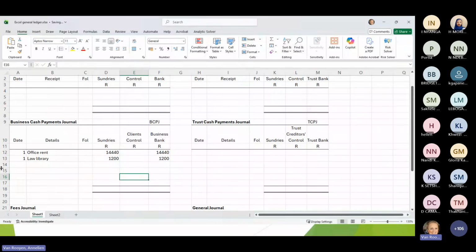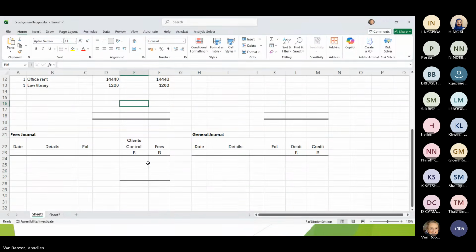Okay. Another one on the 1st, purchase computer equipment for 45,500 Rand from SA Computing on credit. Now, in which journal now? General journal. Everybody agree with the general journal? Why? Because it's on credit. We can't put it in a business cash payments or receipts journal. It's on credit. Everybody understands that. So that goes into the general journal.